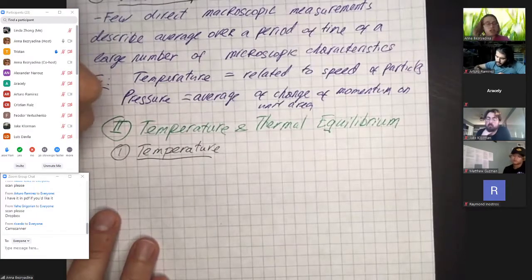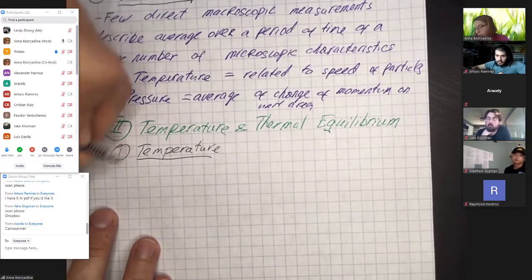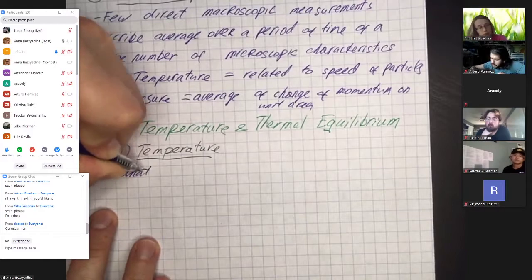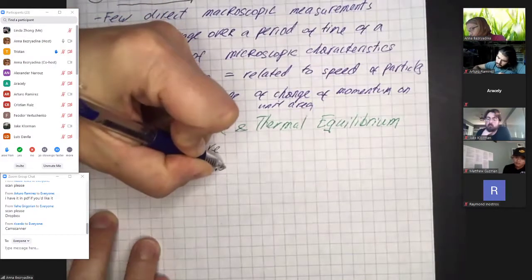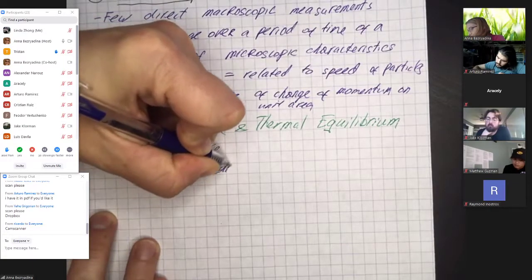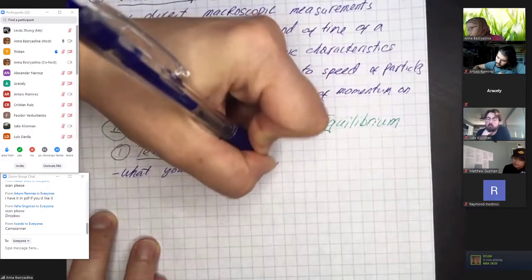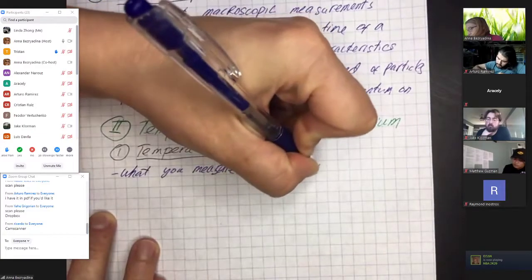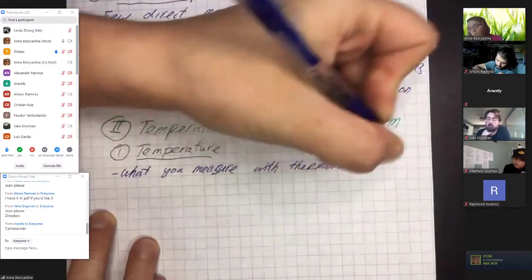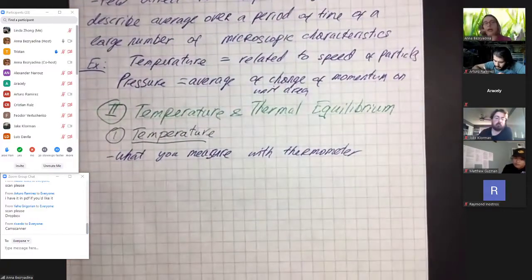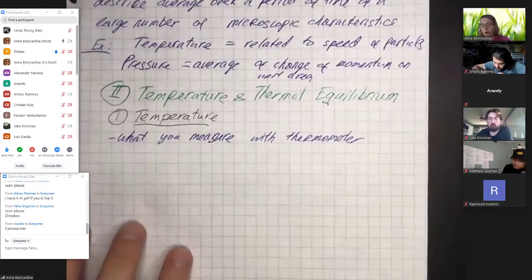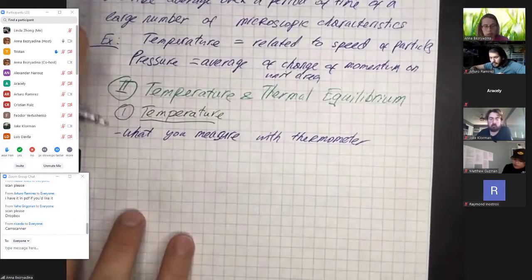So what is temperature? It is what you measure with a thermometer. Okay. I hope this subject will be quite straightforward, guys. You know it, but we just organize it together.